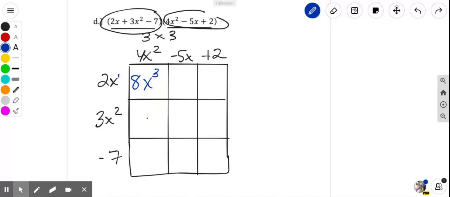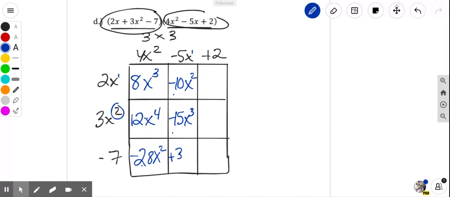So 4 times 3 is 12. X squared times x squared is x to the fourth. Then this box is going to be negative 7 times 4x squared, which is negative 28x squared. And you should do the same thing for each column. So this one will be 2x and negative 5x, which is going to be negative 10x squared. So we're multiplying here. Then this one is going to be 3x squared and negative 5x, which is going to be negative 15x to the third, because we have squared times the first. And then this one down here will be positive 35x.